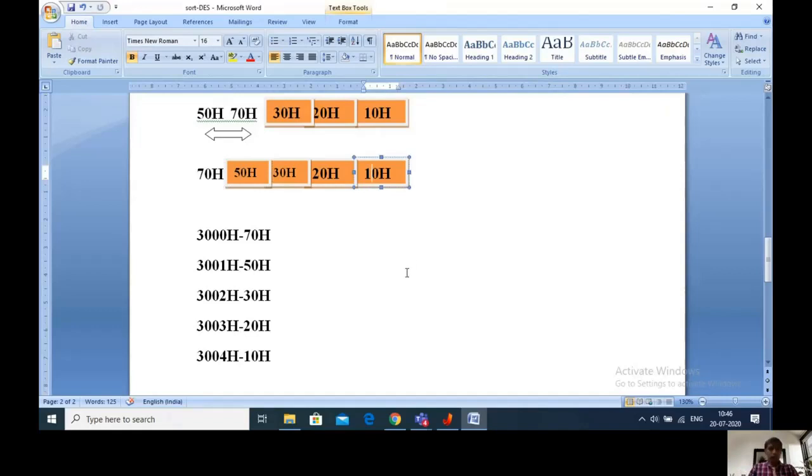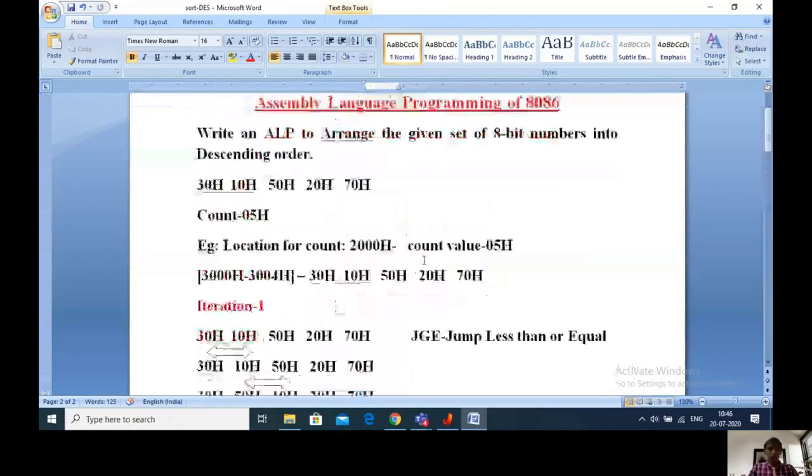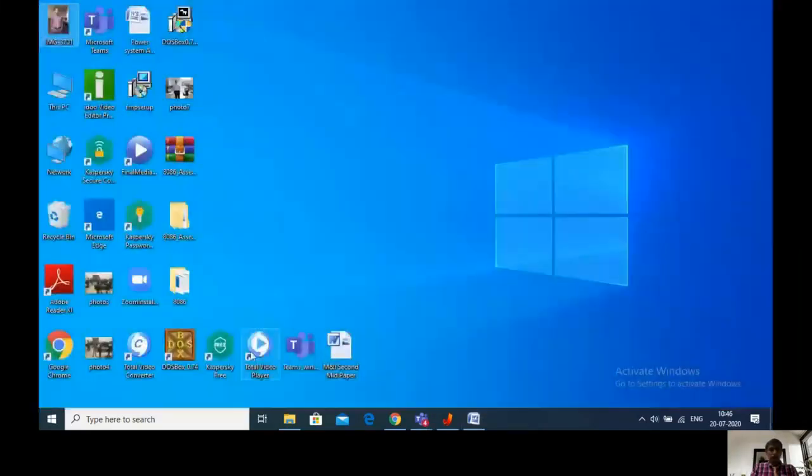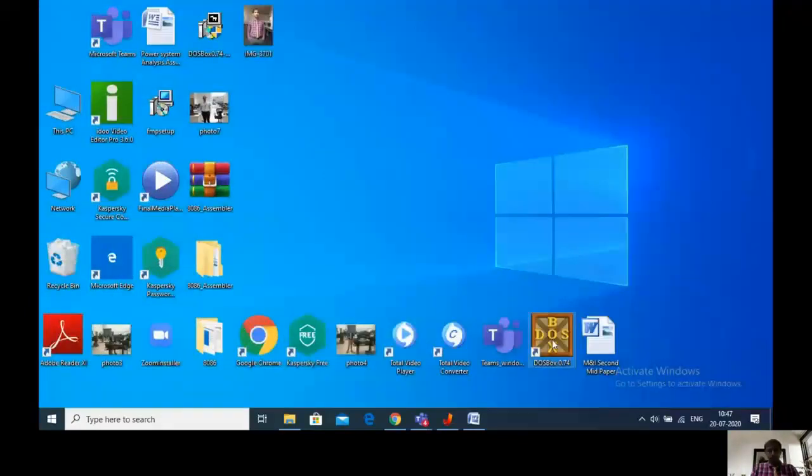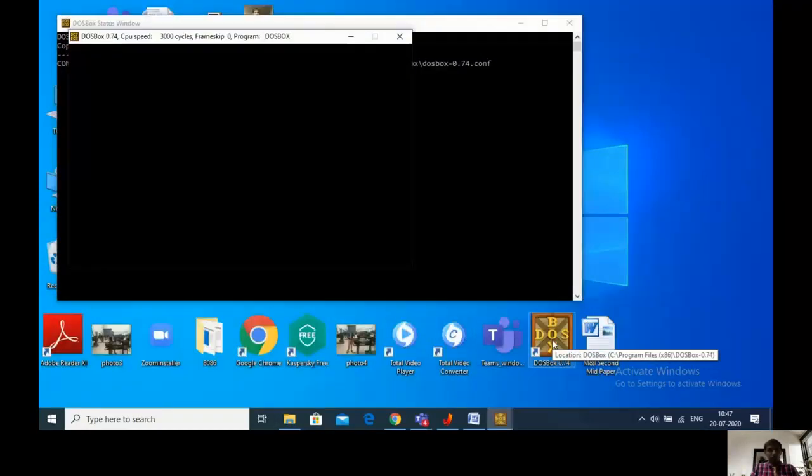So how to write the program? What are the numbers I am taking? 30, 10, 50, 20 and 70. Later we will verify in the experimentation part. Then minimize this one. What is the first step? Open DOSBox. Programming is more or less the same as the ascending order program, only a few instructions are changed.